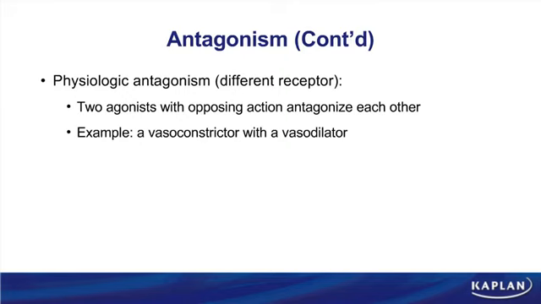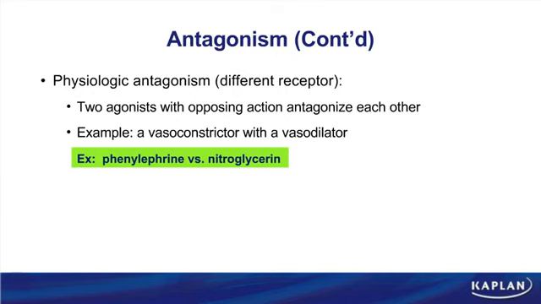A second type of antagonism is physiologic antagonism. In this case, you're dealing many times with two different agonists that oppose each other. The text tells you about a vasoconstrictor combined with a vasodilator. How about a real example? Phenylephrine is a potent vasoconstrictor. It works through alpha-1 receptors, whereas nitroglycerin is an important vasodilator working through nitric oxide. Those two actions, even though they're mediated by different receptors and different pathways, oppose each other.